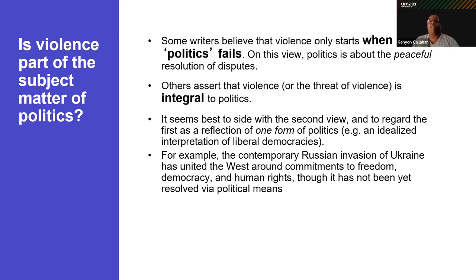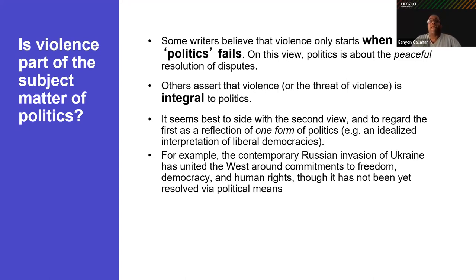When we look at politics, sometimes we're looking at violence. Is violence part of the subject matter of politics? Some writers believe that violence only starts when politics fails. No, it depends on what we view as violent, right? On this view, politics is about peaceful resolution of disputes. So sometimes people say violence only comes when politics fails, so if politics is failing, then violence should come. Well, that's not always true. Others assert that violence or the threat of violence is an integral part of politics. When we try to resolve issues, sometimes that threat of violence could happen. It seems best to side with the second view and regard the first as a reflection of one form of politics.